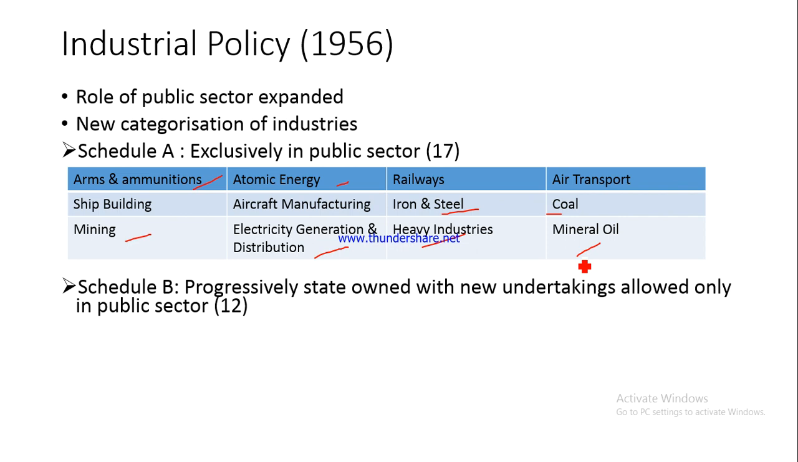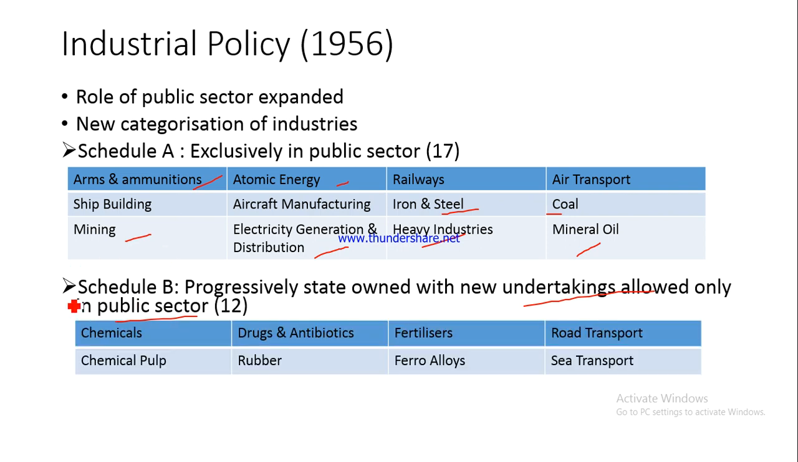Since they were mentioned in the second, or the B schedule, they came to be known as Schedule B industries. They were to be progressively state-owned, so new undertakings would be allowed only in the public sector. Though some private sector enterprises were already present in these industries and were allowed to continue, no new private sector entity could enter these sectors, and the existing ones could not open a new unit after 1956. These are the industries we now know as Schedule B industries, and I've only mentioned 12 of them.